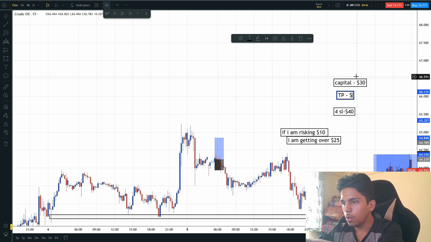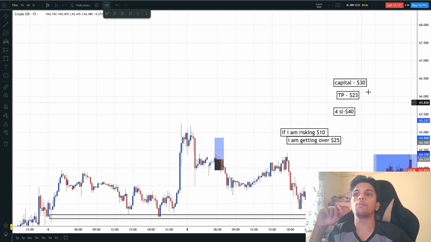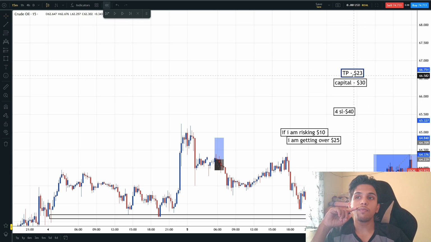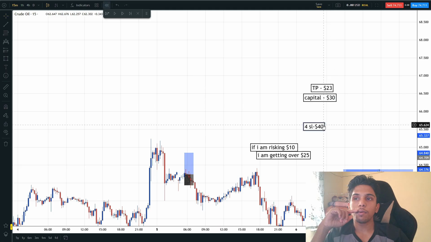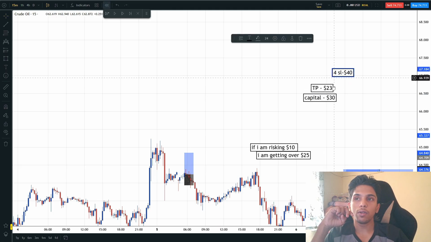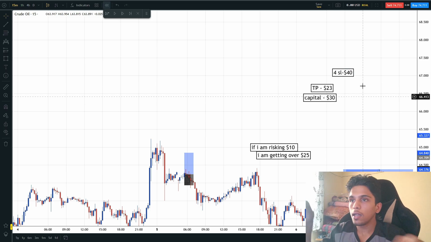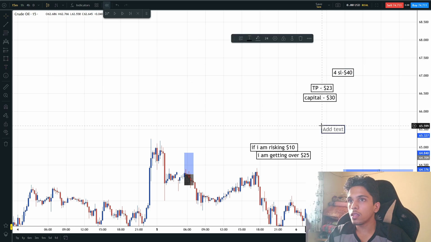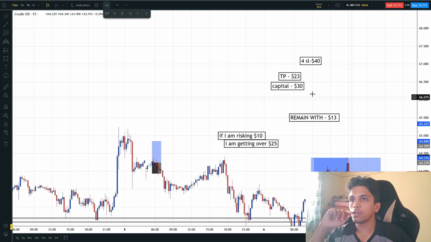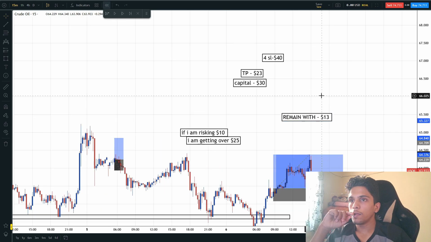Where is the dollar sign? Okay, $23 plus $30 is a total of $53. Out of the $53, I get a $40 SL, so I am remaining with $13. Now, I remain with $13.